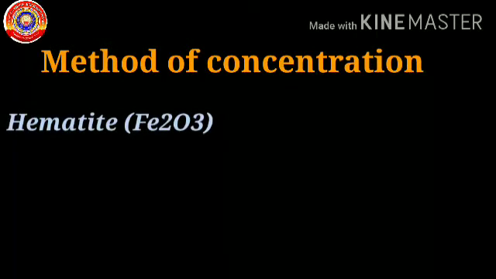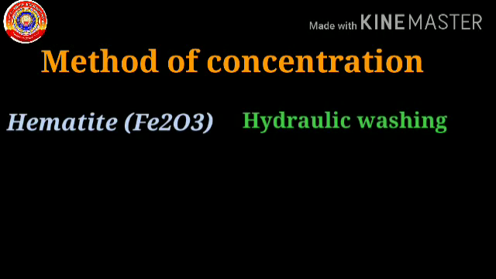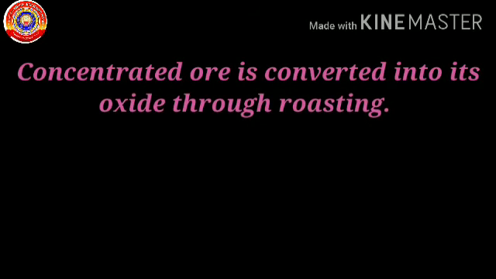Hematite, Fe2O3, one of the oxide ores of iron, is concentrated through hydraulic washing. You people have learned that hydraulic washing is done for impurities with low density and ore with higher density. So, the hematite is concentrated by the method of hydraulic washing. The ore thus obtained is subjected to roasting as a part of extraction of metal.